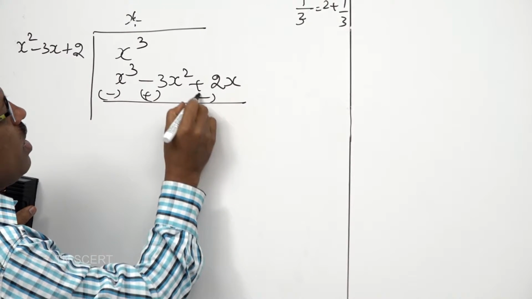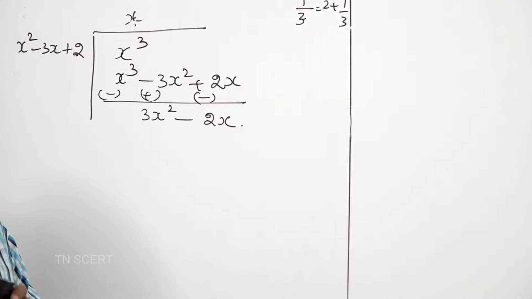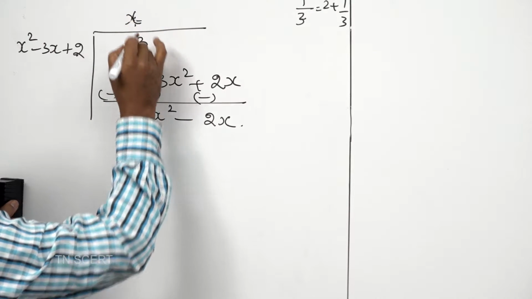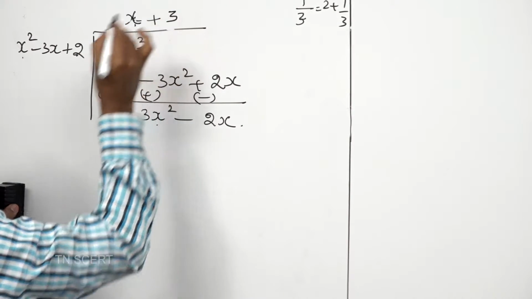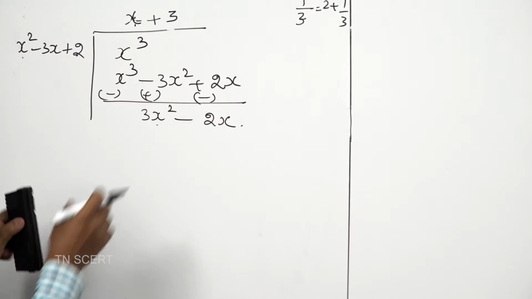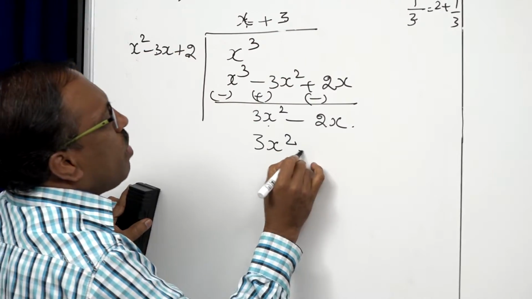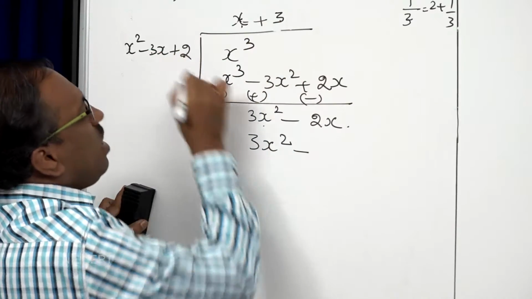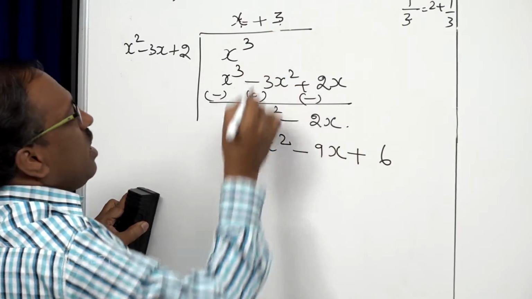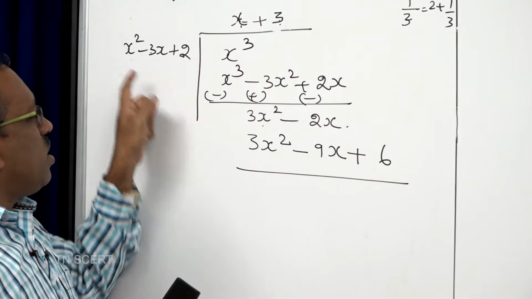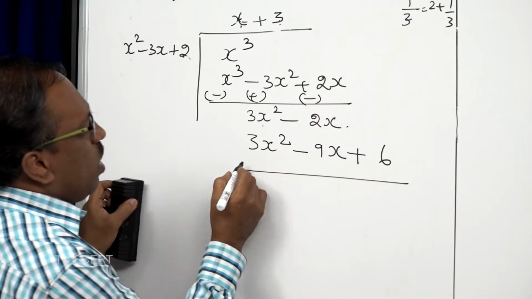What happened? Here 3x square negative 2x. Is the problem completed? Not yet. So that x first one involves, and now it is 3x square and x square, which means you put 3 over here. So 3 and x square, 3x square. 3 and minus 3x is negative 9x, 3 and 2 is plus 6. I repeat, 3 and x square is 3x square, 3 and minus 3 is negative 9x, 3 and 2 is 6. So now subtract.